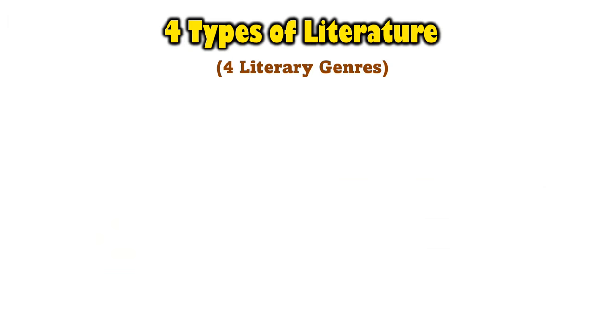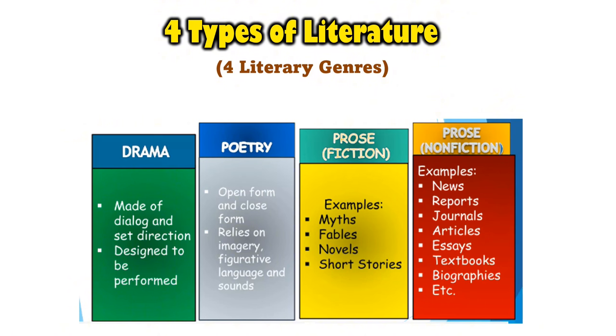Literature basically has four types, also known as literary genres. The genre raises certain expectations in what the reader anticipates will happen within that work. These are the four genres or types of literature. We have drama, poetry, prose fiction, and prose non-fiction. But for quarter one, we will just be focusing on poetry.